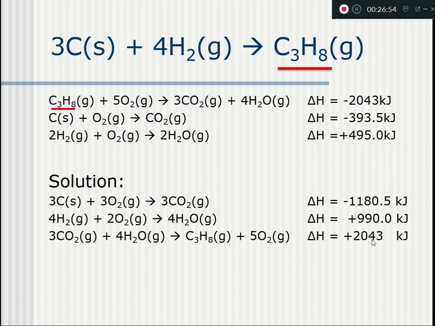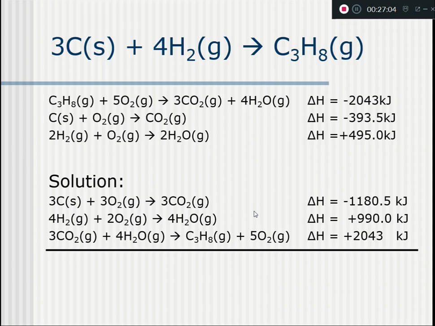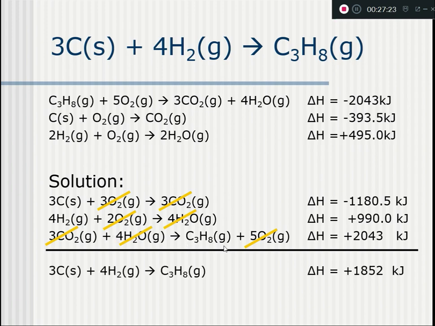All I have to do is flip the sign, so it goes from a negative 2043 to a positive 2043. Then I want to see whether they add up. So let's see. Cancel out my carbon dioxides, cancel out my waters, cancel out my oxygens. There's 5 on that side, 3 plus 2 is 5, and there's 5 over there, so they cancel. That means I'm left with 3 carbons, 4 hydrogens, and a propane, so that does add up.